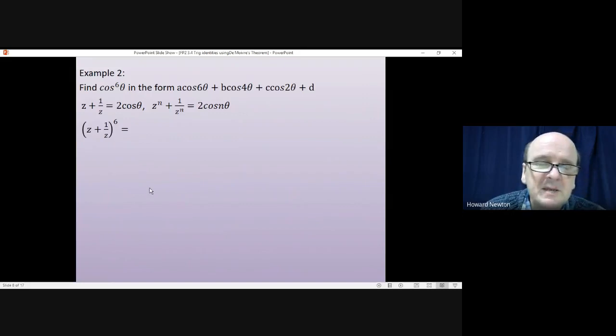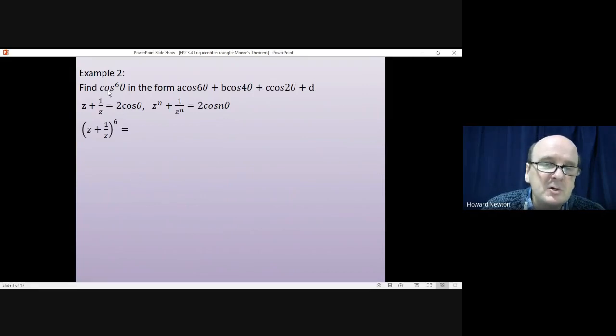If you manage to get to the end by yourself, then very well done indeed, because there's a few steps where you need to work out exactly what's the best thing to do. Anyway, Z plus 1 over Z is 2 cos theta. Z to the n plus 1 over Z to the n is 2 cos n theta. We stated that just now.